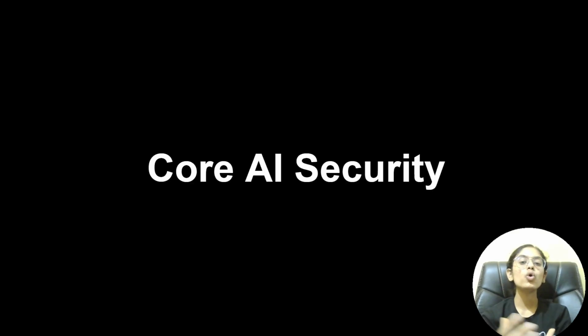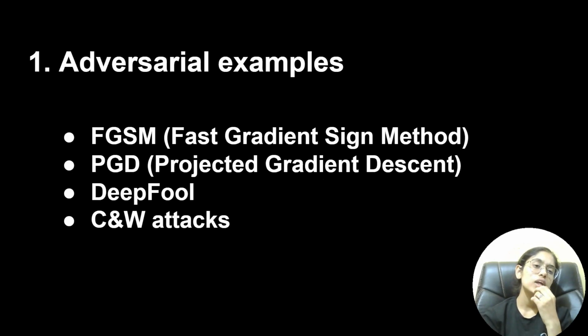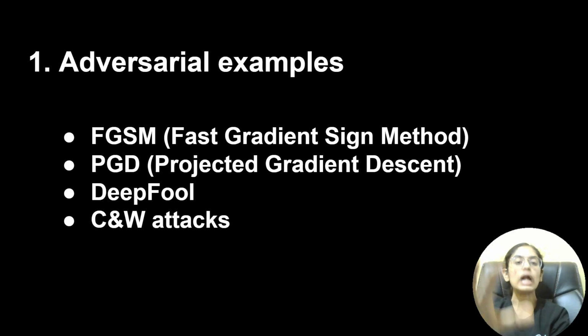Next is core AI security. What will be the core AI security? In this core AI security, you will be learning a few concepts of AI security, not at an intermediate or advanced level, but at a beginner level. It includes adversarial examples like FGSM, the fast gradient sign method, projected gradient descent, DeepFool, and C&W attacks.